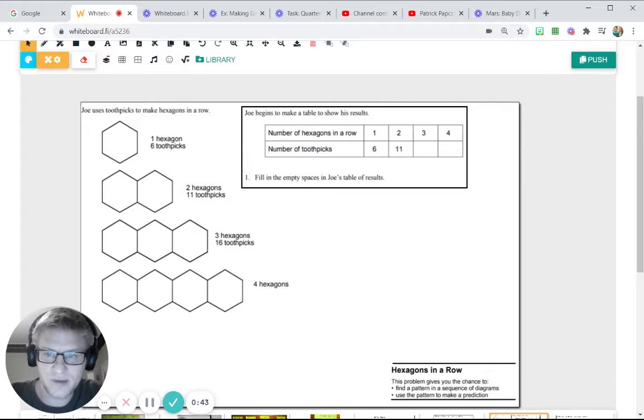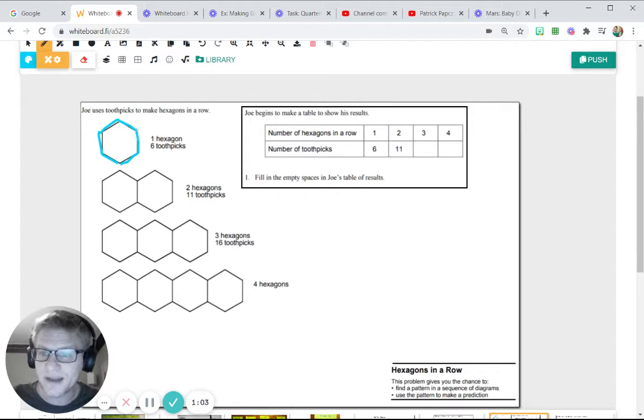So this problem says Joe uses toothpicks to make hexagons in a row. And in the first drawing, as you can see right up here, I better turn it to my right, he made a single hexagon. This is called a regular hexagon, right? And that means that it has 6 sides and all the sides are the same, all the angles are the same. It's a terrible looking hexagon that I just drew over it.